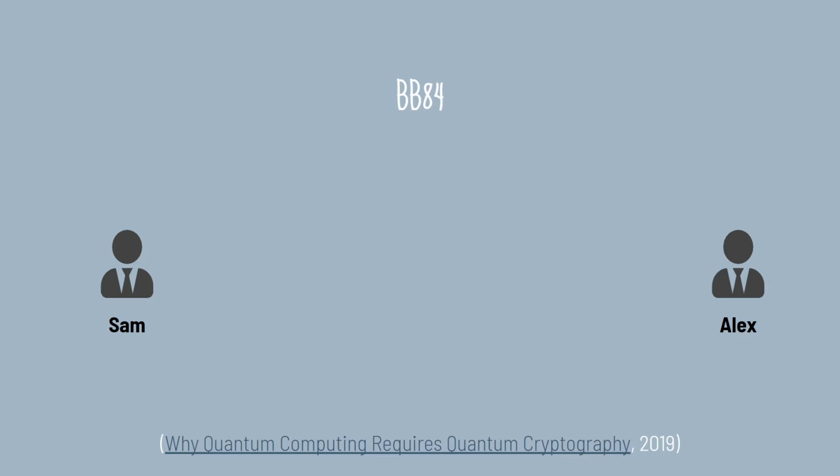Say Sam wants to send Alex a message. First, Sam generates a random string of bits encoded as photons, each polarized in either the rectilinear or diagonal basis. She then sends that string to Alex over a public channel.